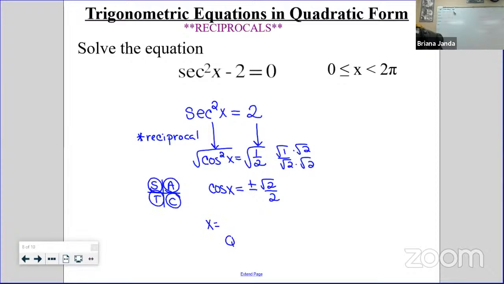And what is that reference angle? Pi over 4. So answers of pi over 4, 3 pi over 4, 5 pi over 4, and 7 pi over 4. Questions you guys have for me?